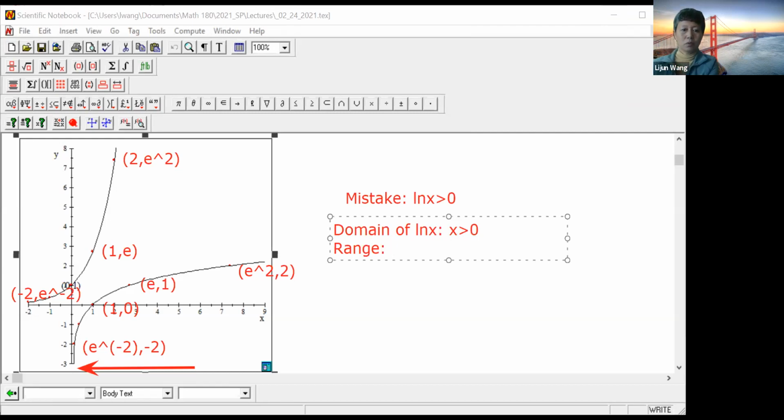What is the range? It's all real numbers, from negative infinity to positive infinity. Okay, are there special cases? Yes, we will analyze special cases.